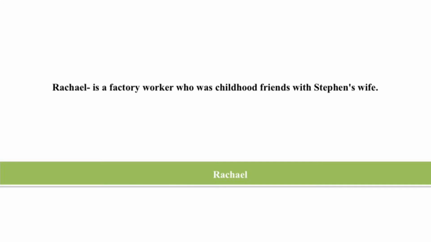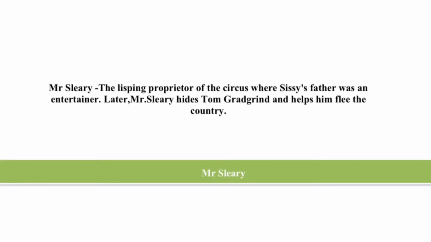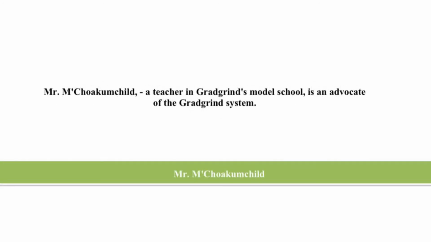And the next character is Mr. Sleary. Mr. Sleary is the lisping proprietor of the circus, where Sissy's father was an entertainer. Later, Mr. Sleary hides Tom Gradgrind and helps him flee the country. Mr. Sleary and his troupe of entertainers value laughter and fantasy, whereas Mr. Gradgrind values rationality and fact.